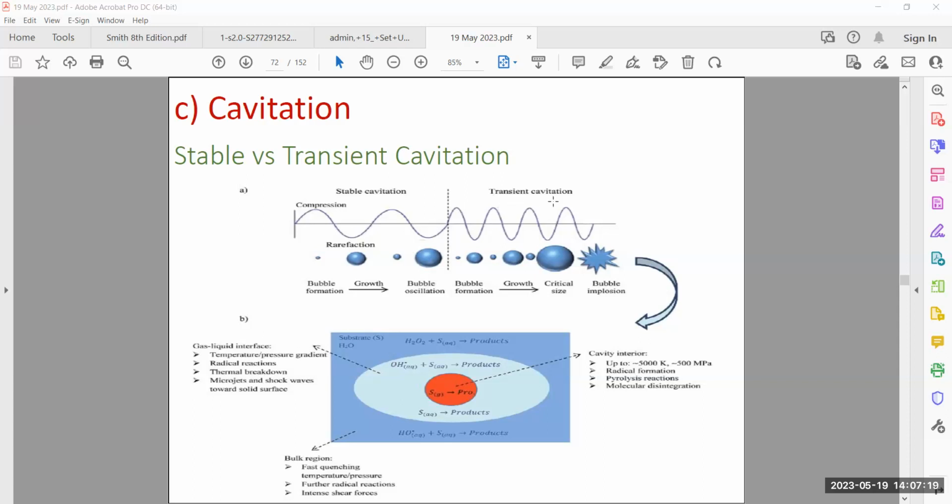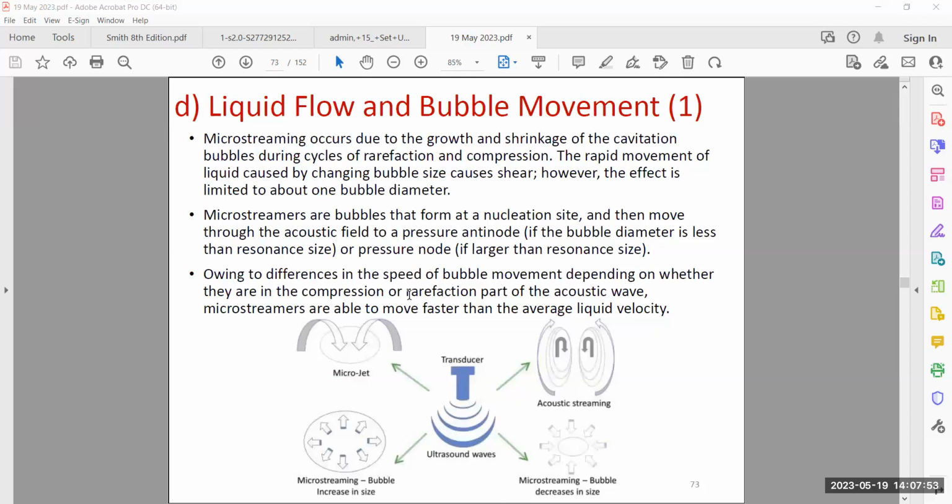But for transient cavitation, what happens to the bigger bubbles is that eventually they will implode. So you would have implosion that happens inside your food product that is being treated. Okay, and this bubble implosion sometimes can reach up to 5,000 Kelvin, but because the volume is very minuscule for the bubble, there's no temperature increase in the ultrasonic-treated product.